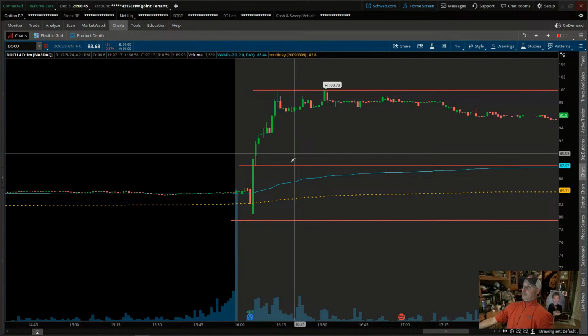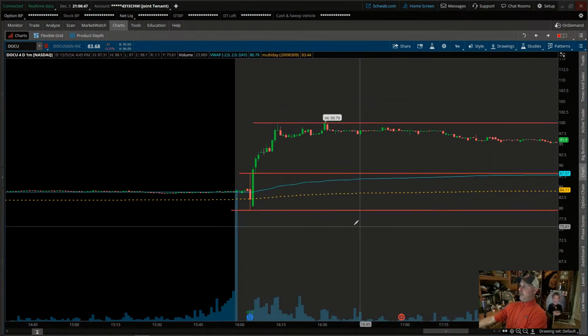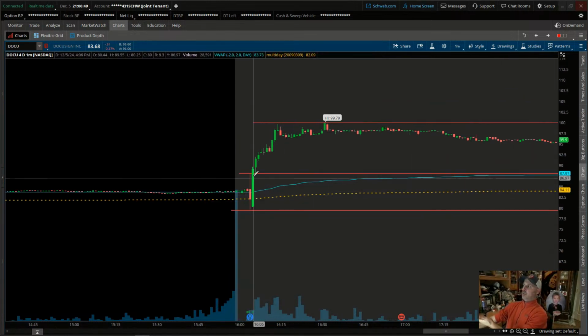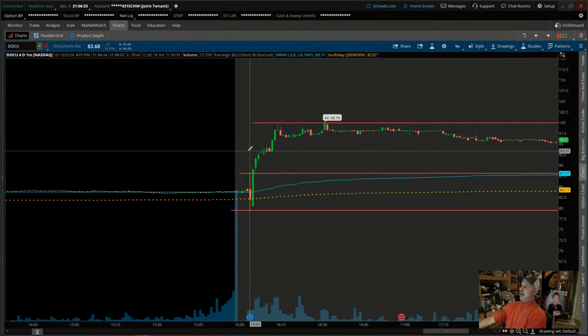Pretty awesome, right? But that's irrelevant now. All we can do is say, ooh, that would have been cool. But that's a significant price because here it is hitting it and then testing it, making new highs. You see this little shelf here that's kind of important. Whenever a stock pauses, I want to take a note of the price. That's 93.25.